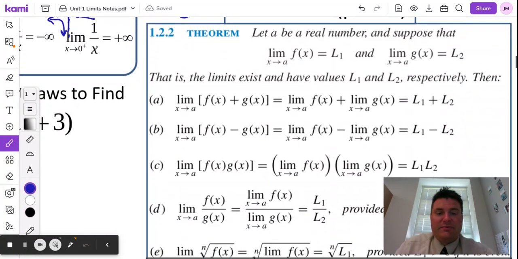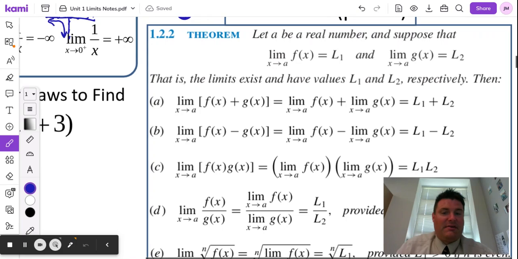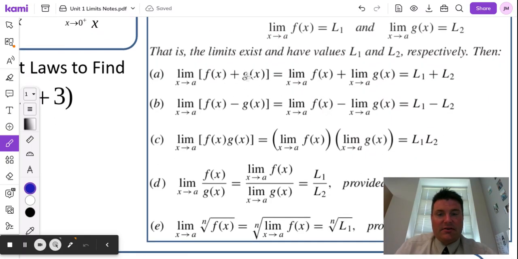There are some limit laws we need to know. You can kind of read up there. If we have the limit as x approaches a of f of x, we get L sub 1, and limit as x approaches a of g of x is L sub 2. If we were to add those two limits together inside of our argument, you can actually take them outside the argument and just add up the limit as x approaches a of f, and then add that to limit as x approaches a of g. You can do that same thing for subtraction and multiplication.